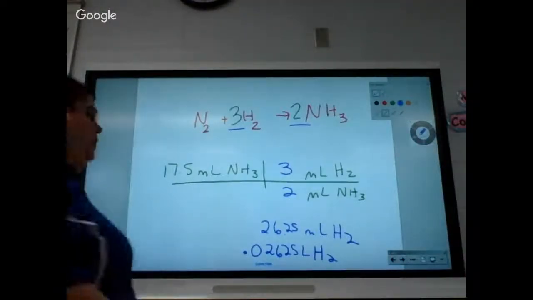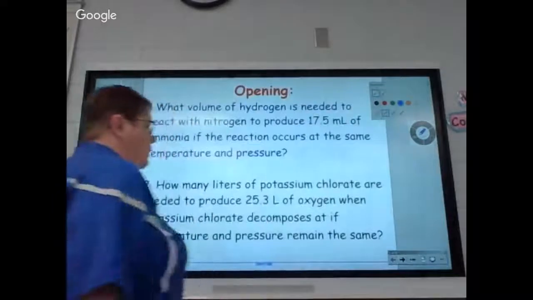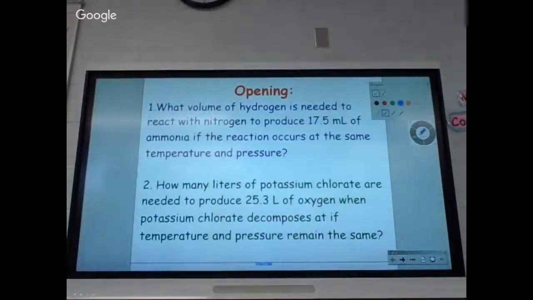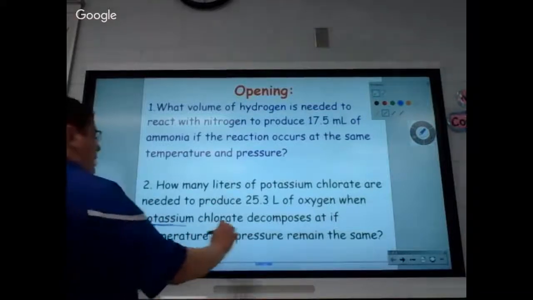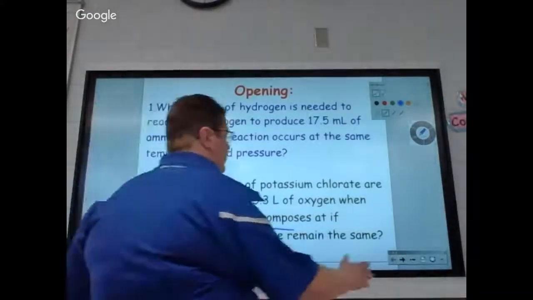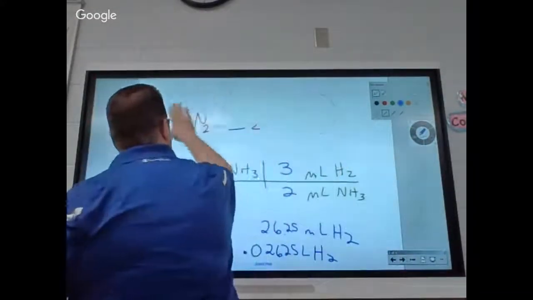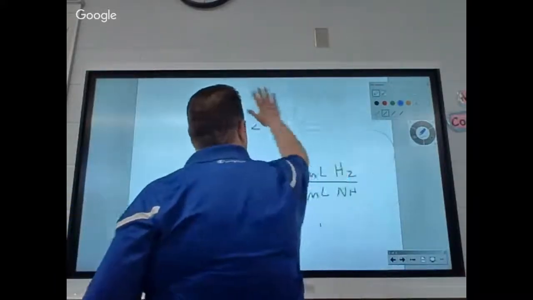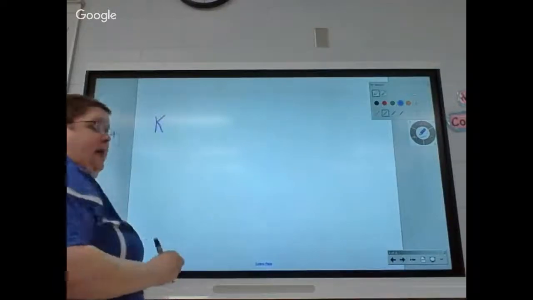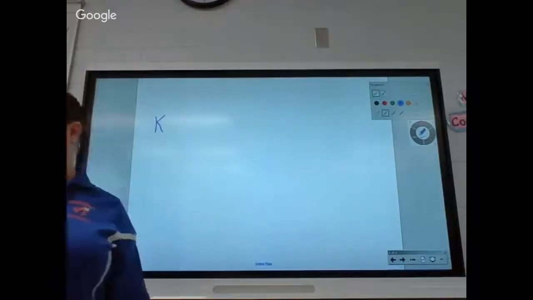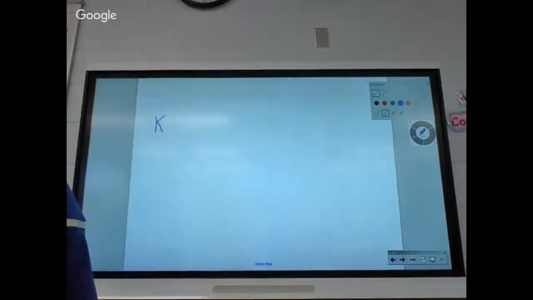All right. Number 2. Potassium chlorate decomposes. So if potassium chlorate decomposes, what's potassium chlorate? Now remember, you don't get an oxidation sheet. Everybody knows that, right? So nobody pulls out their oxidation sheet. You don't get one on test day.